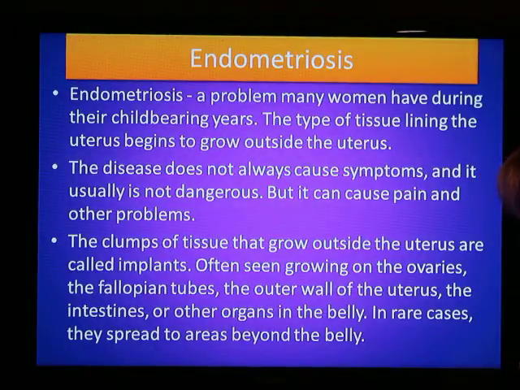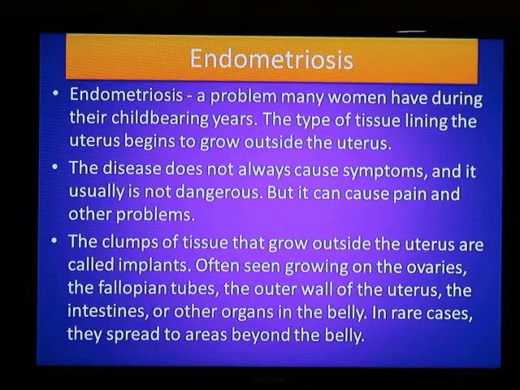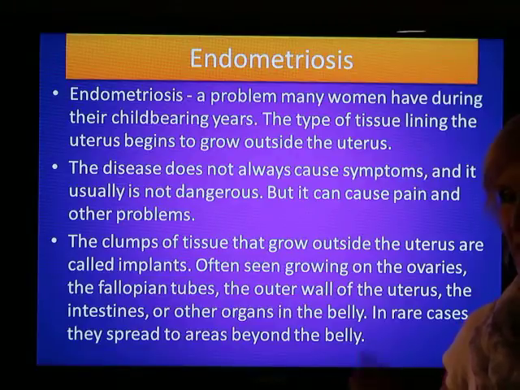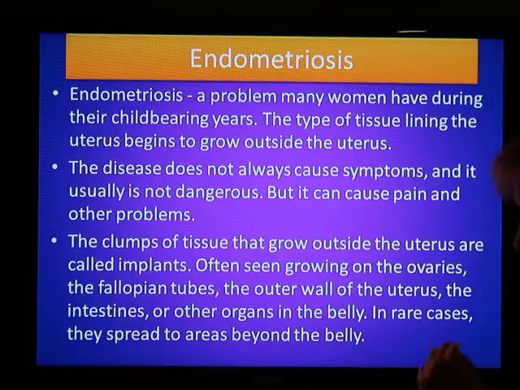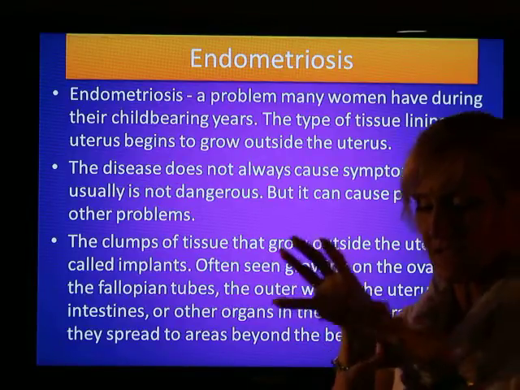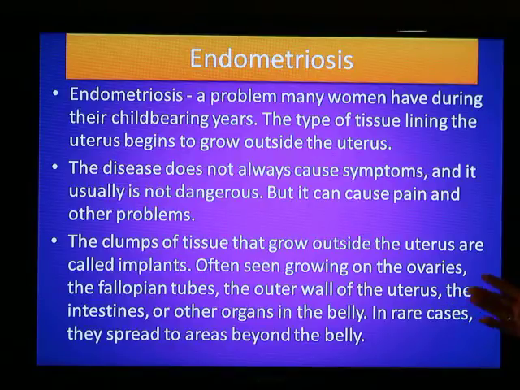So now let's talk a little bit about endometriosis. Endometriosis is endo, being inside. Whereas pelvic inflammatory disease can occur, I thought I had a better picture of this. I'm going to show you a picture in class, or you can Google it, of pelvic inflammatory disease versus endometriosis. So endometriosis is, again, a problem during childbearing years.